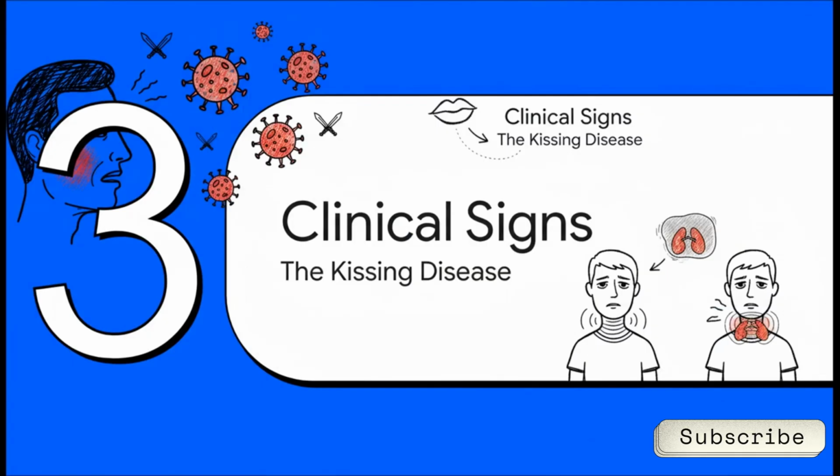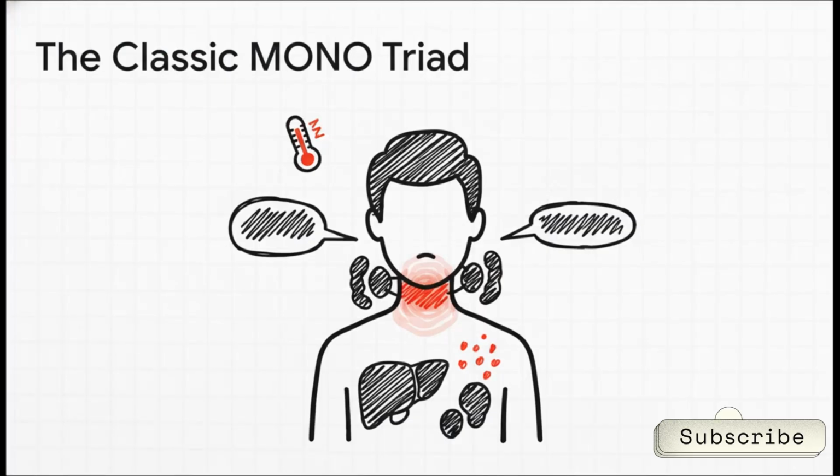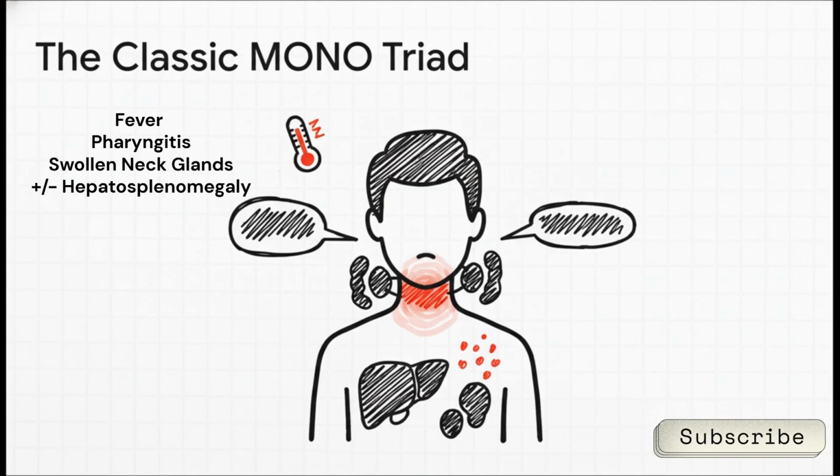So you've got this massive war going on inside the body. Infected B cells versus our T-cell army. What does that actually look like when a patient walks into your clinic? Let's talk about the clinical signs. Okay, listen up, because this is pure exam gold. You have to know the classic monotriad: fever, pharyngitis or a really sore throat, and swollen neck glands, specifically posterior cervical lymphadenopathy. You might also see an enlarged liver and spleen, hepatosplenomegaly.